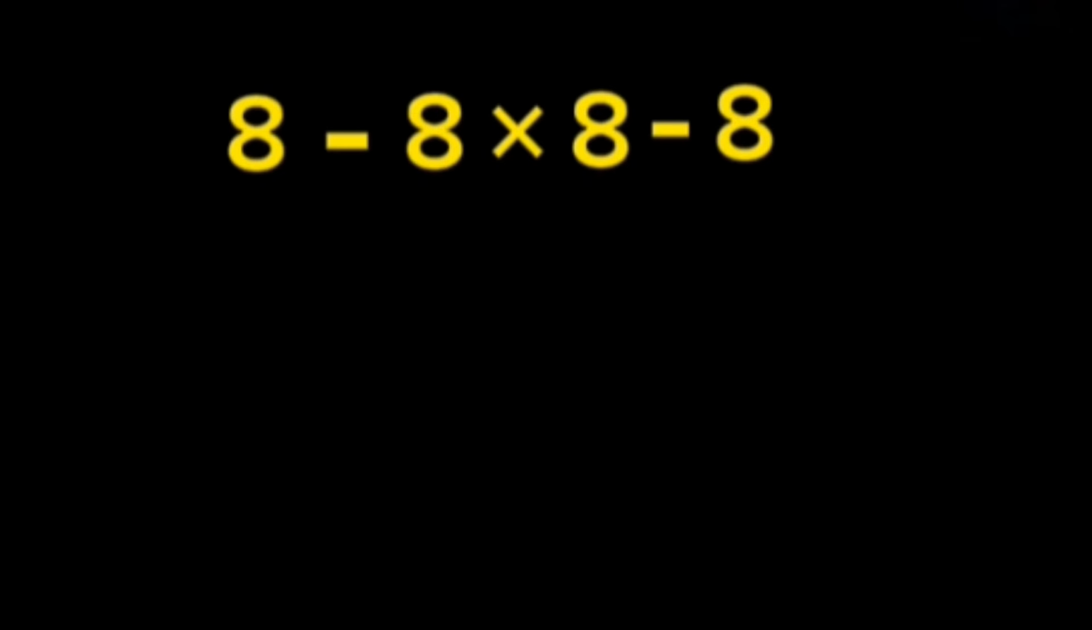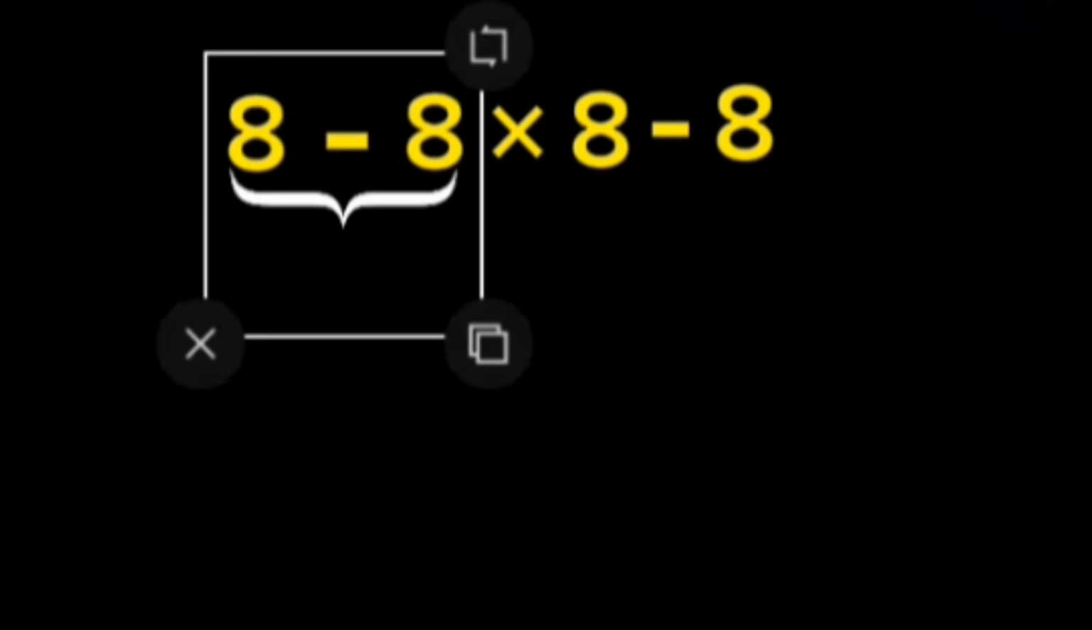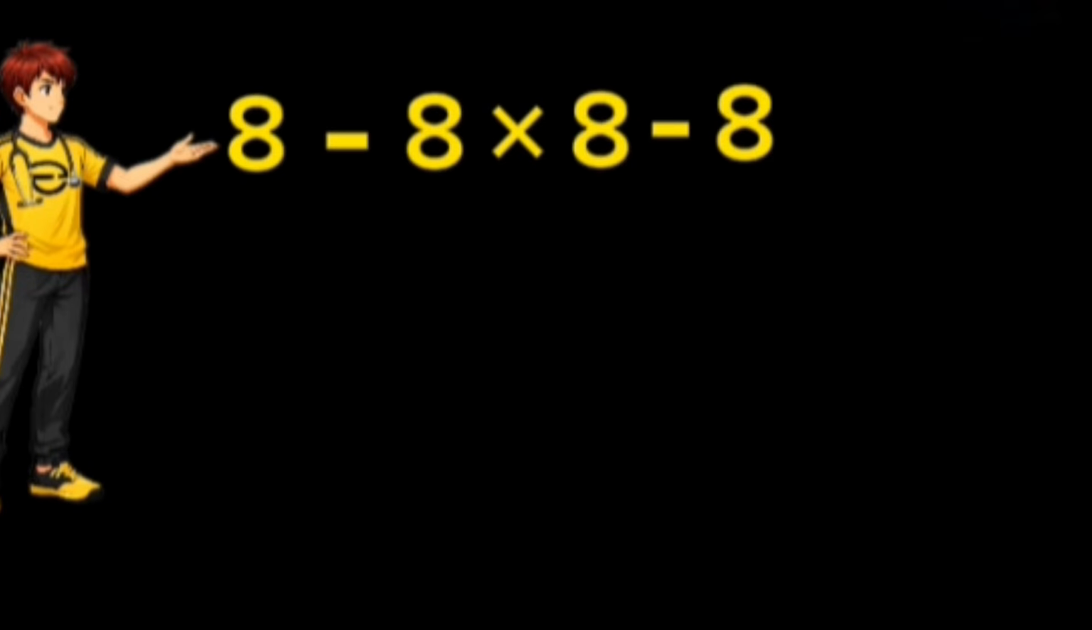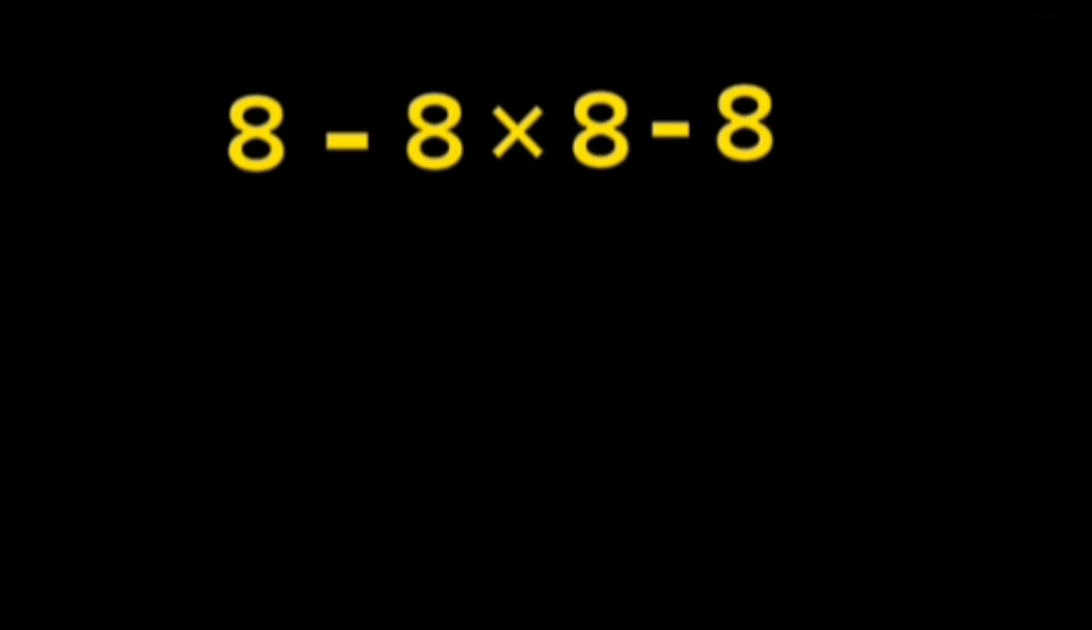You are legally forbidden from subtracting that first 8 minus 8. Your eyes want to do it because it is on the left, but the law says we must calculate the product first. 8 times 8 is 64. Now we rewrite the expression as 8 minus 64 minus 8.